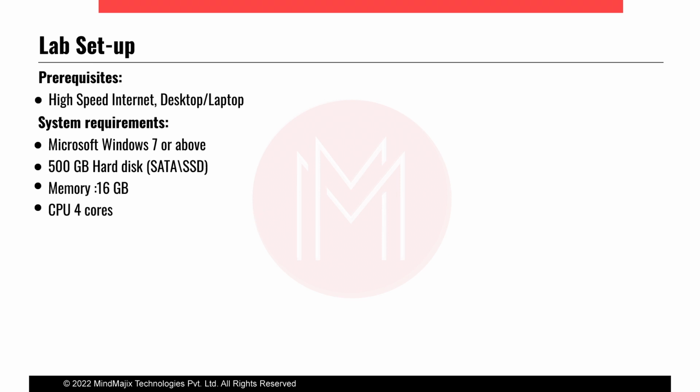And for our WPF work we need 16 GB memory, a 4-core CPU, Windows 7 or 10, a 500 GB hard disk, and Visual Studio. We can work with 2015 or 2017, and recently we are working on 2019.